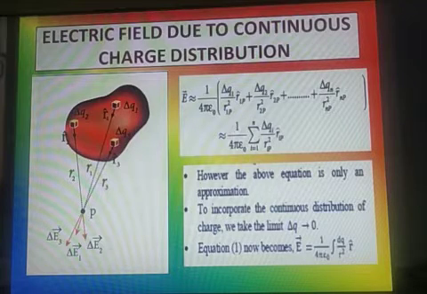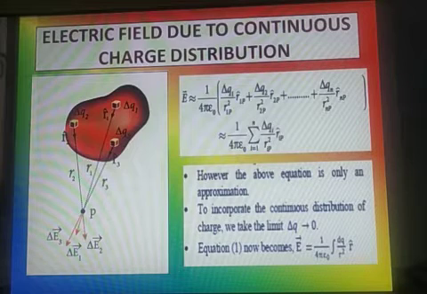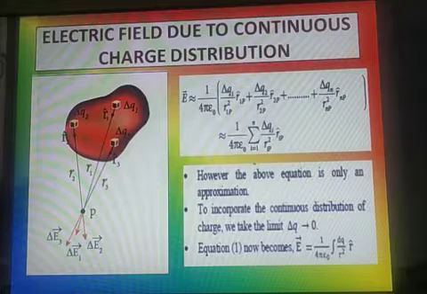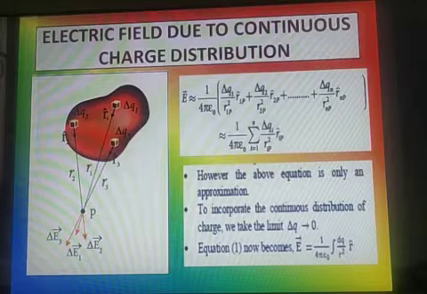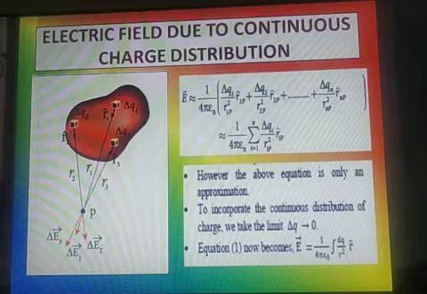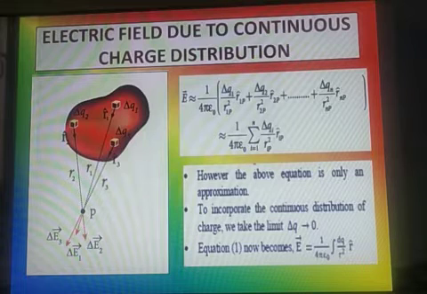By using the quantization of electric charge formula, Q is equal to Ne, we found it. But here, the electric field due to such a continuous charge distribution is found by applying the method of calculus for calculating the total charge and the electric field produced by the total charge within objects. For that, the integration method can be applied.